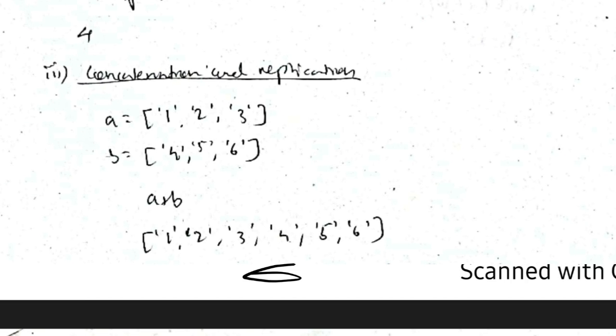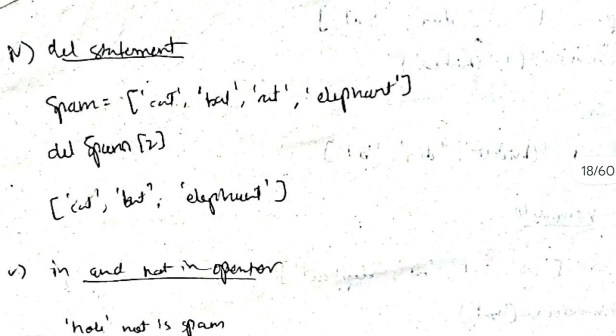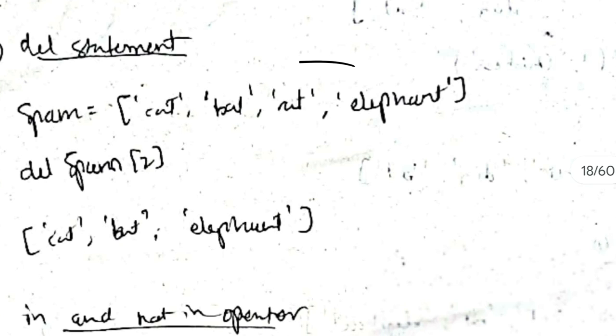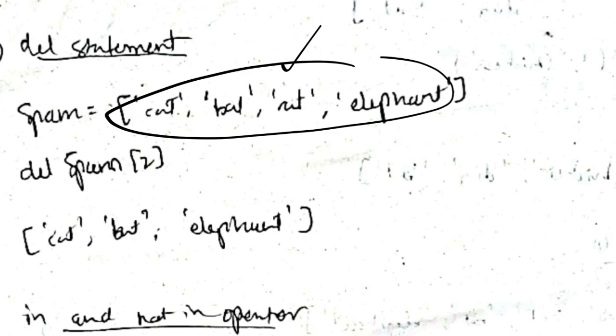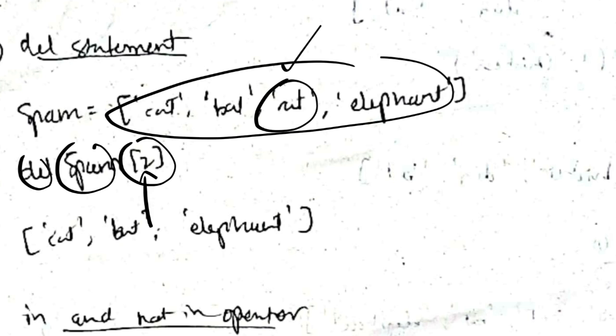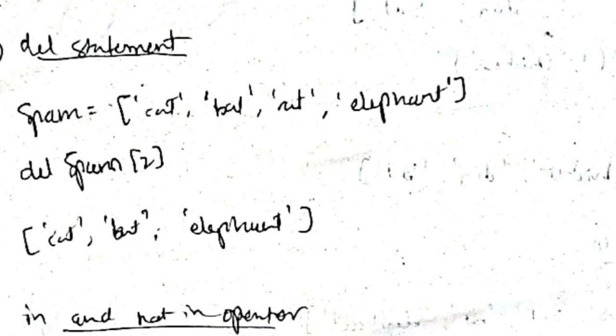I forgot to write the example. So the fourth one is the delete statement. If there is this list here and you want to delete some element from it, like rat, what you will do is just write del and spam and the index value. So rat will be deleted. That's how you delete an element from the list. You just have to write del and the list name, and in square brackets you write which index value you are going to delete.